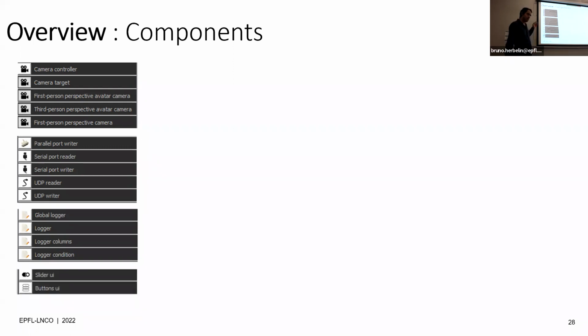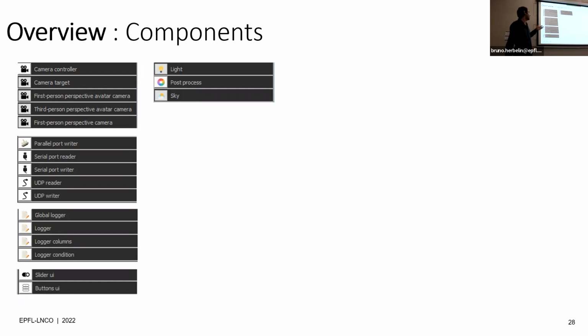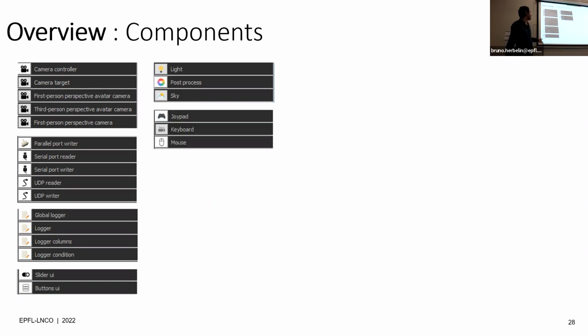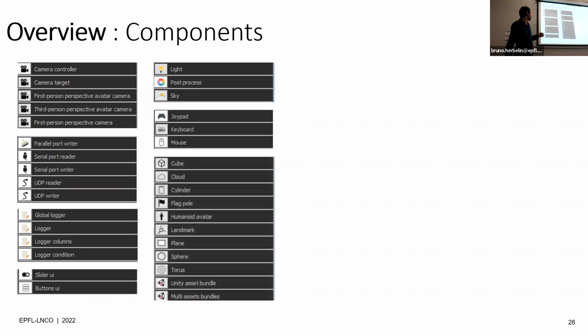We have UI, so a slider system for answering. They can be continuous or not. We have buttons. You can define your button grid for answering. We have environment components like creating lights, post-processing the images, showing the sky, which can be a skybox or a color. We have input devices, if you need to use a mouse, keyboard, trackpad, it can be anything. And we have 3D model components.